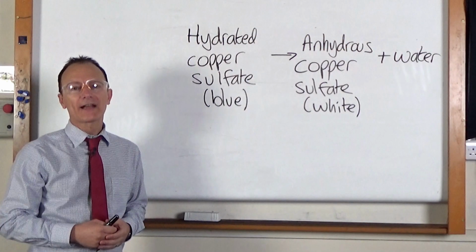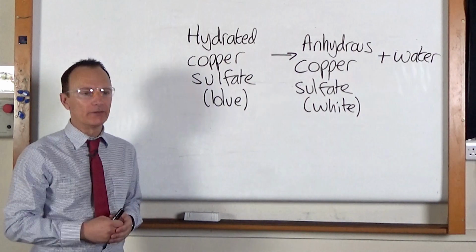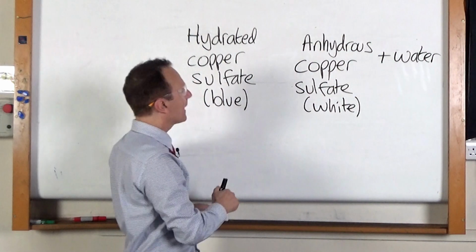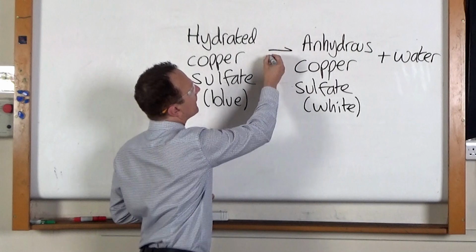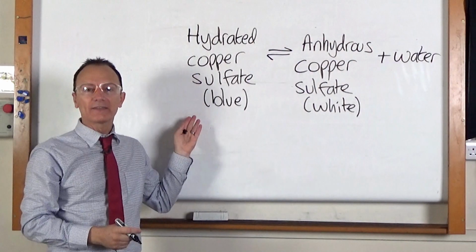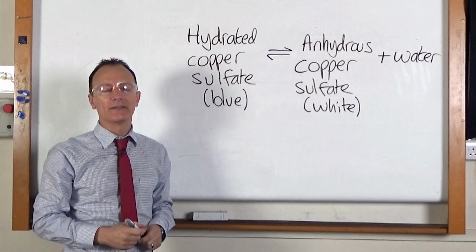A reversible reaction then is one where the products can change back into the reactants. And the way we show that on the equation is we use a special arrow that has half an arrow pointing forwards and half an arrow pointing backwards to show that once the reactants have changed into products, they can change back into the reactants again.